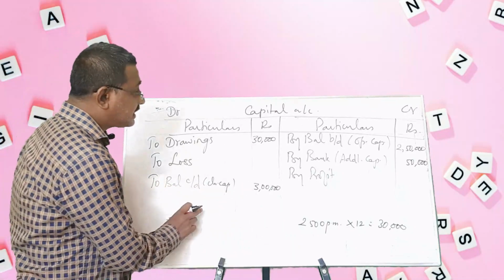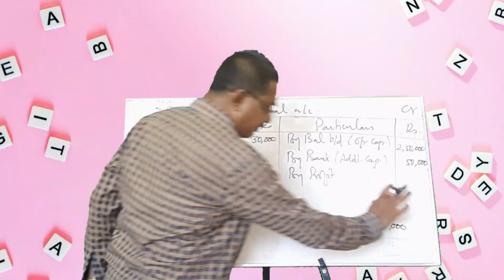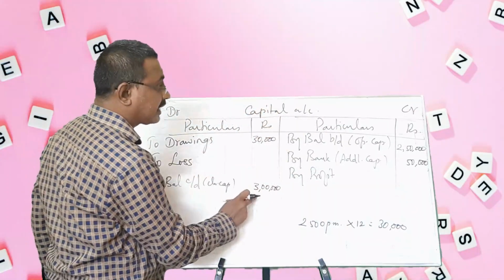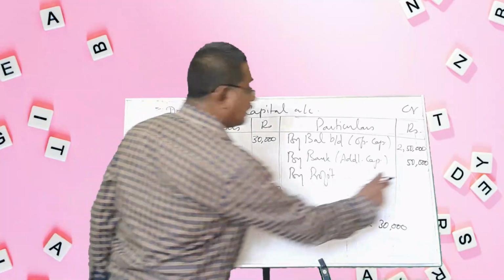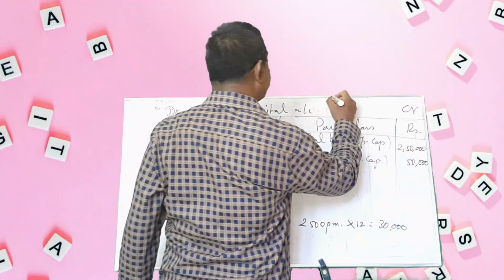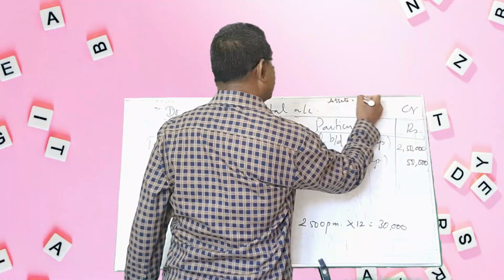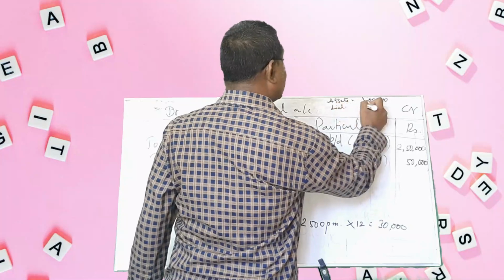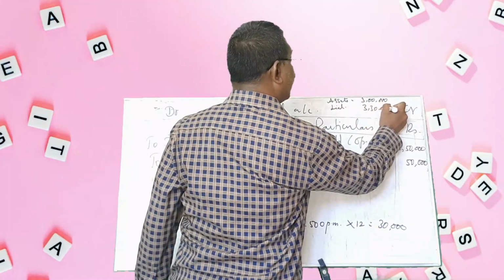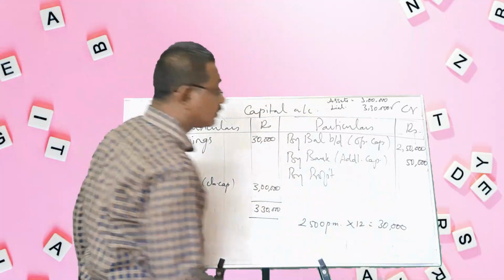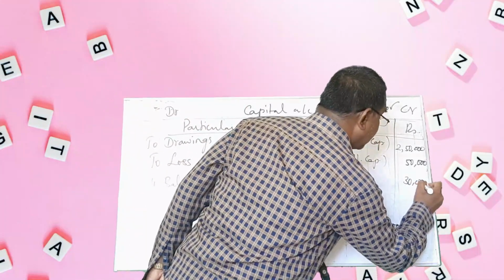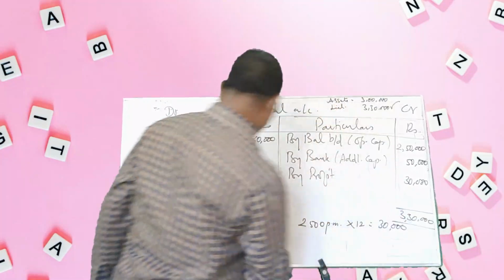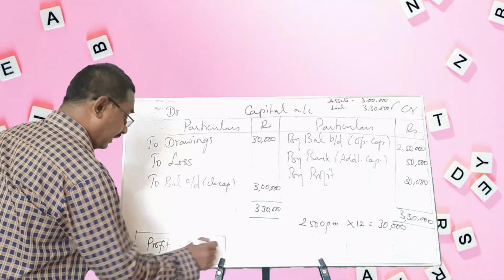Now go for balancing these two and you will get the profit. See, when this side is exceeding, there will be profit. If the other side is exceeding, there will be loss. See the total, here comes 3,30,000. This total comes to 3 lakhs. And this side is exceeding by 30,000. We write this 30,000 here and the total comes to 3,30,000 and the profit is 30,000. Make a box and show it separately.